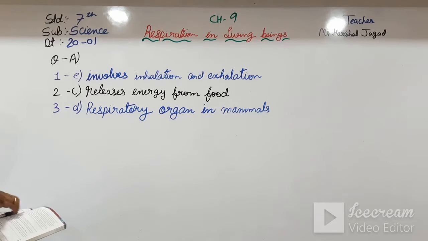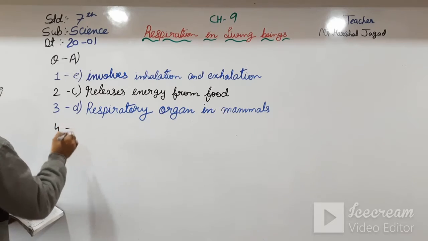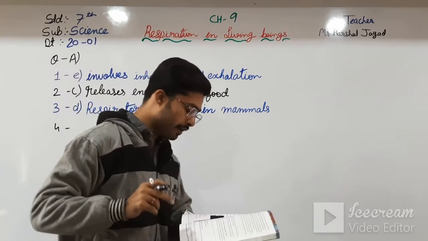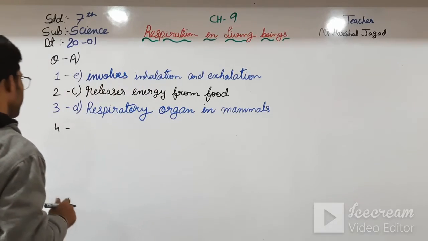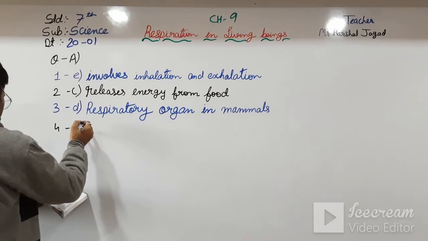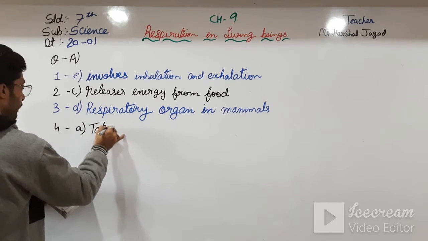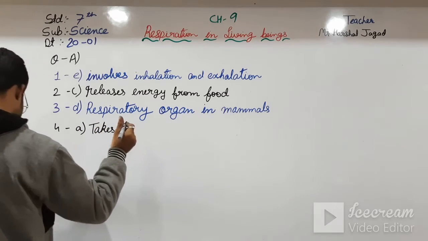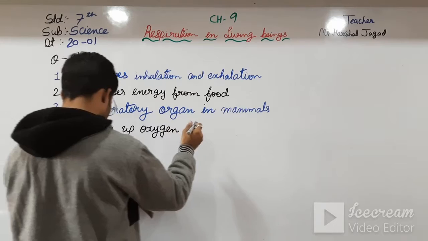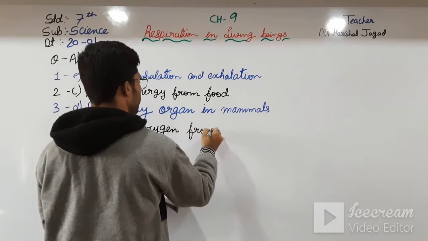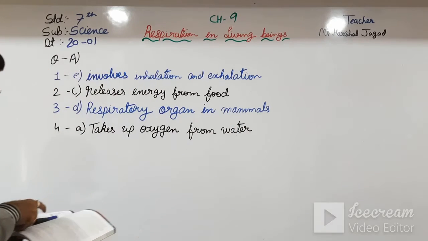Okay. Fourth one, that is gills. So what are gills used for? They are used to take oxygen from the water. We know that fish have gills to respire or breathe. That is gills, in that A, takes up oxygen from water. Takes up oxygen from water.